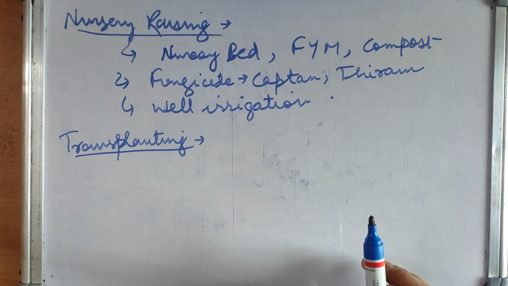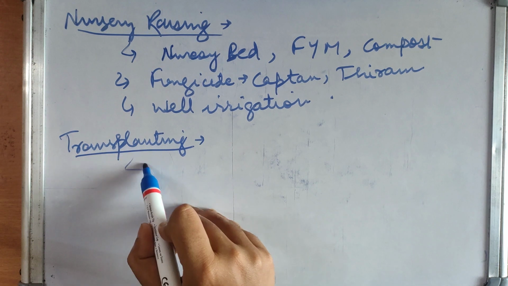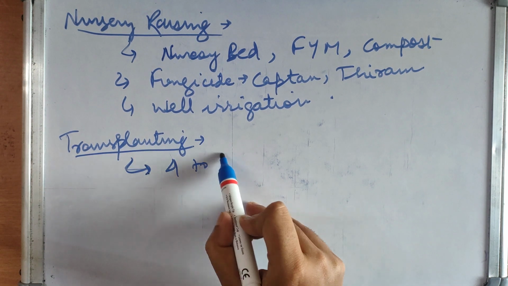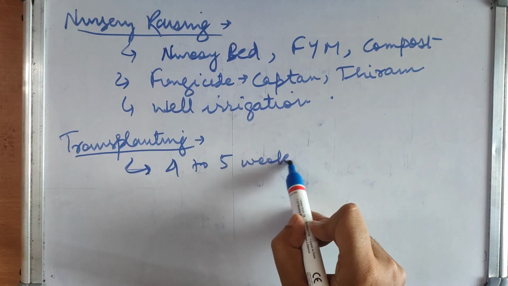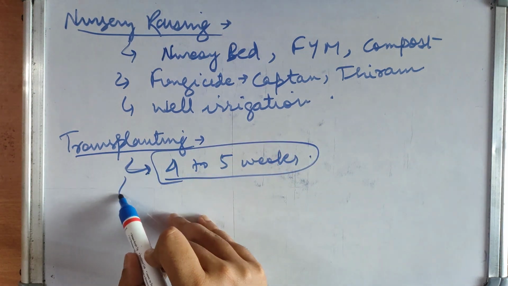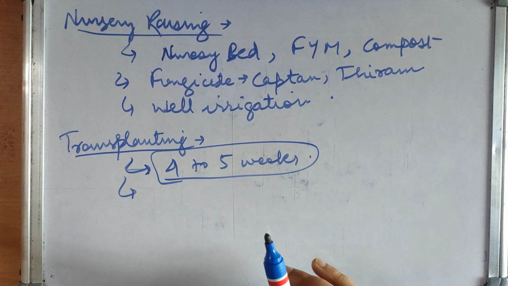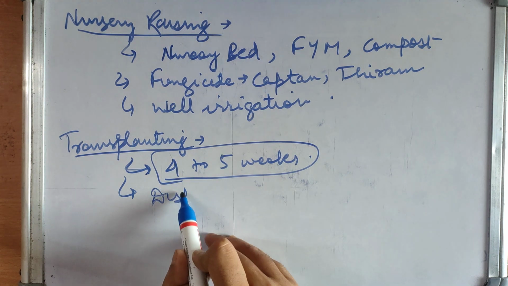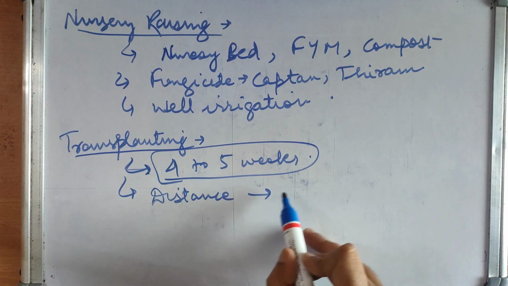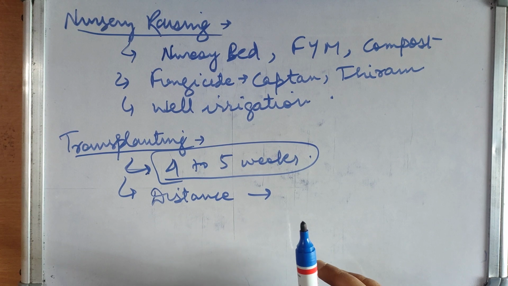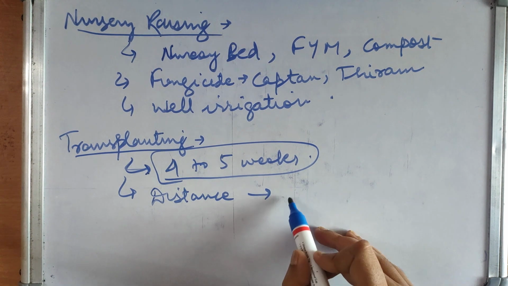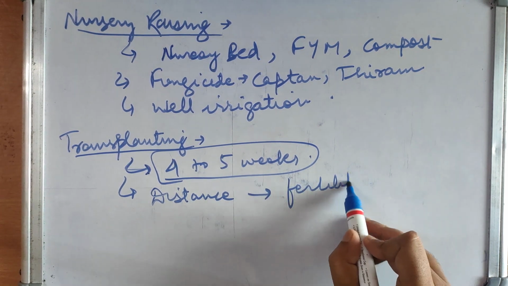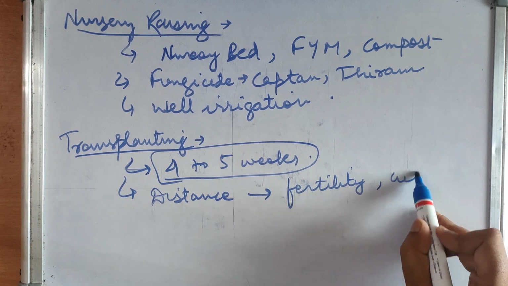Seedlings will be ready for transplanting after 4 to 5 weeks in the nursery. The distance between two plants should be depending upon factors such as fertility of soil, cultivation, and market demand.